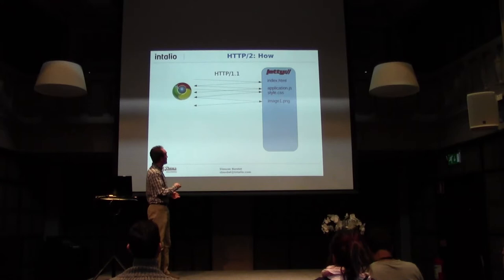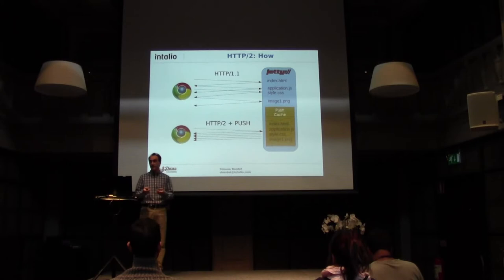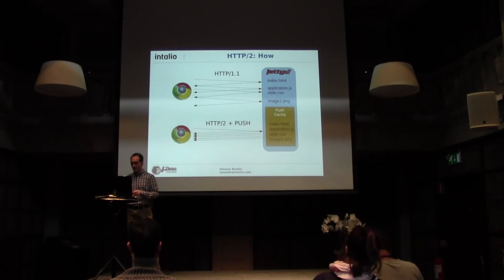So what we do in Jetty, but other services can do similar things, we can build a push cache. And we put this correlation inside the cache. And when an HTTP2 browser comes in and says, hey, I want index.html, we can say, well, you asked me for this, but I know you're going to need these other things as well. So we make one request, but we actually send back five responses to the client. This takes one round trip only, and it's much, much more efficient. We'll see a demo about this later on. Hopefully, I'll have time.